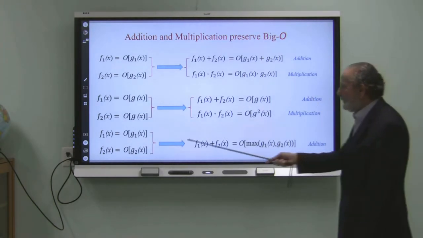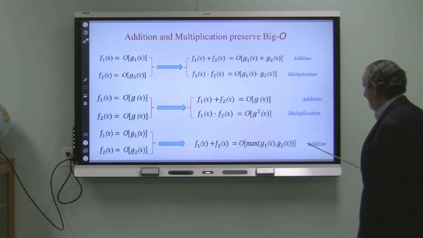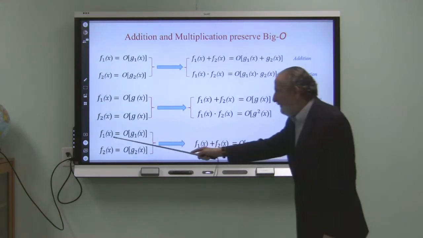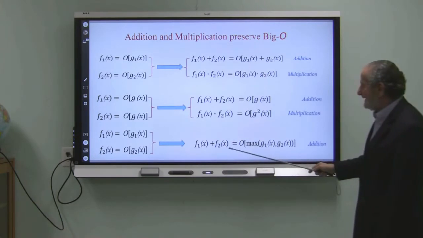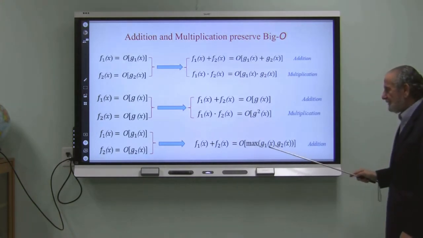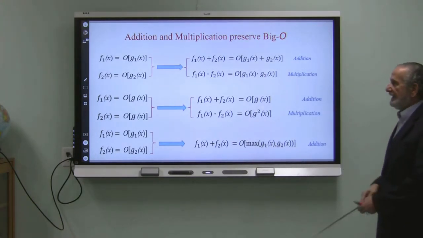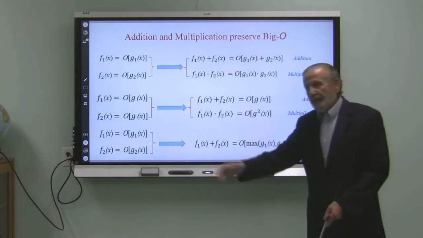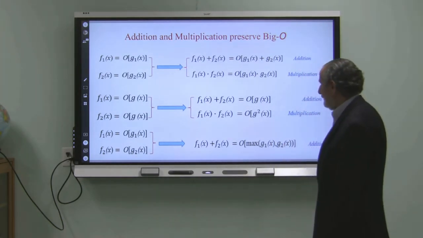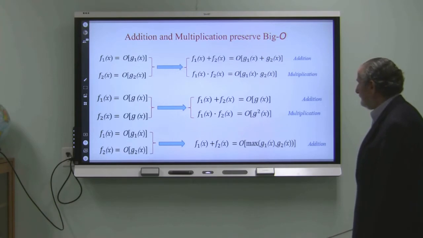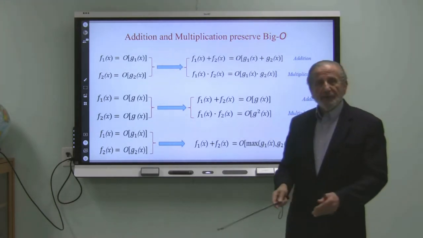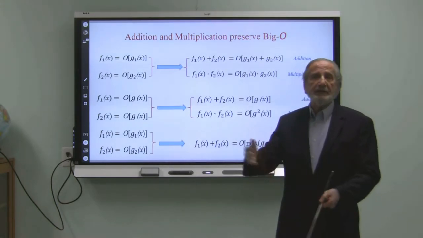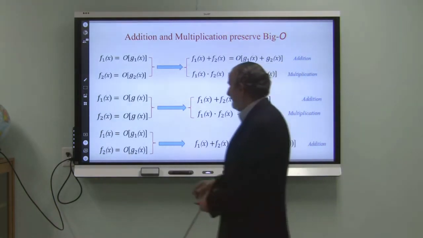And sometimes we use the addition in this way here. f1 is big O G1, f2 is big O G2, then f1 plus f2 is big O, the maximum of G1x and G2x. And we will see how these are applied in these few examples that I'm going to be giving you. Now, all of these can be really proven very easily using the definition. Nothing really difficult about them.